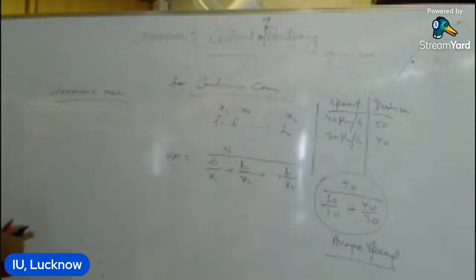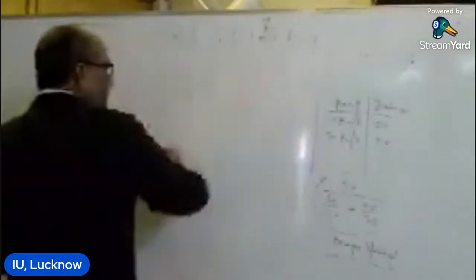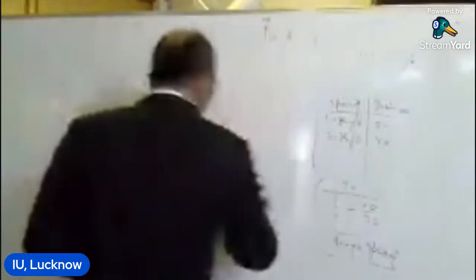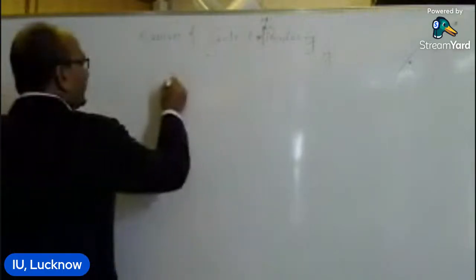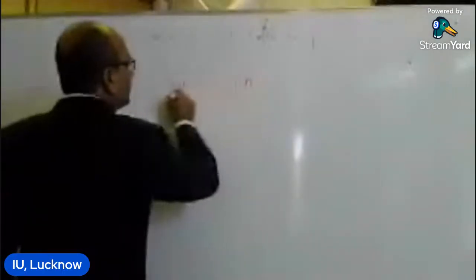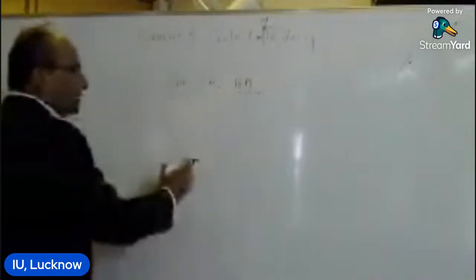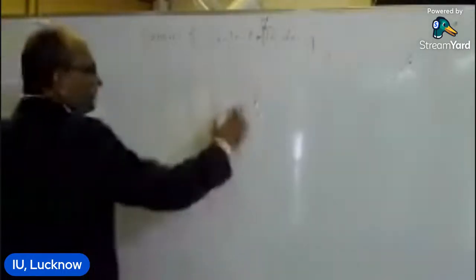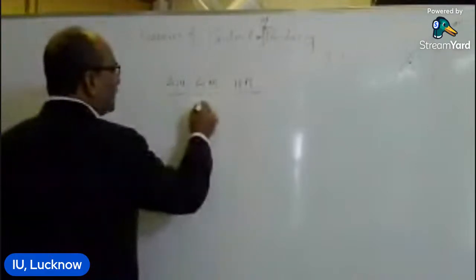Now, one last topic: the relationship between the arithmetic mean, harmonic mean and geometric mean. This is an empirical relation between the arithmetic mean, geometric mean and harmonic mean. Suppose we derive the relationship between these three central values.